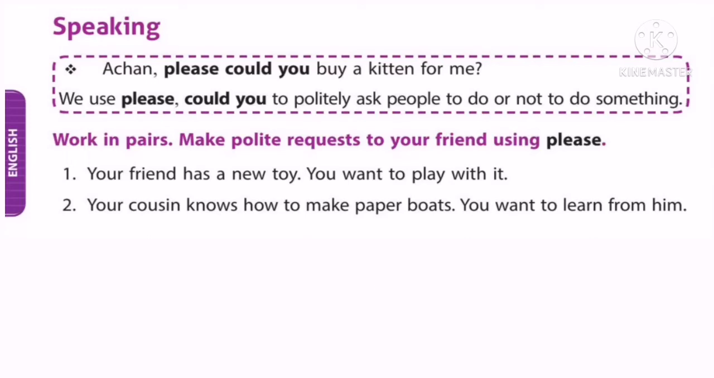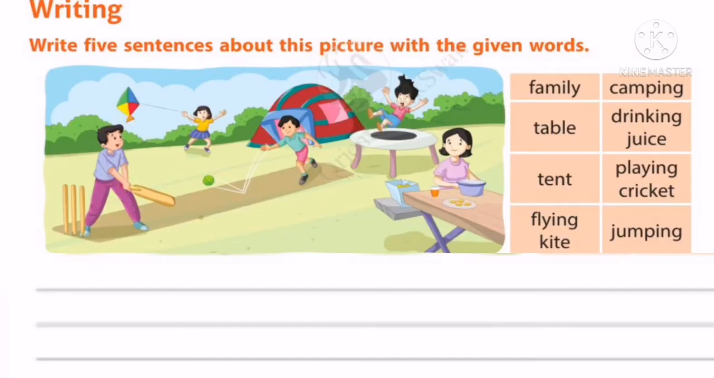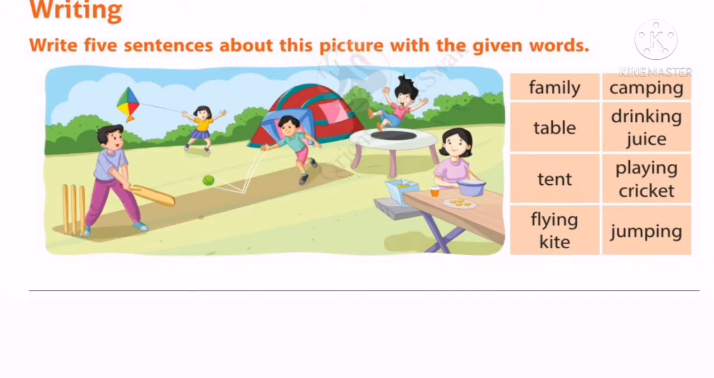Children, I hope you all understood how to use these words please and could you. We use please and could you to politely ask people to do or not to do something. Next activity, writing. Write 5 sentences about this picture with the given words. Here you can see a picture and on the right side you can see a box with different words. You have to make 5 sentences about this picture.